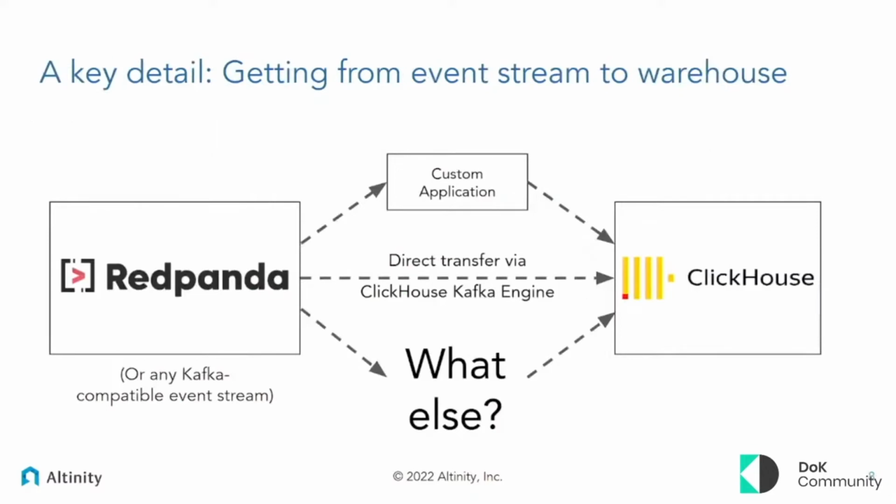One really important detail when you're building these pipelines is how to integrate the event stream, which can often be processing millions of events per second, and how to get that data efficiently into your data warehouse. Up till now, common approaches for ClickHouse have been to build a custom application which will grab the data, do application-specific transformations, and stick it in ClickHouse. Another way is to have ClickHouse itself directly read from the Kafka-compatible event stream.